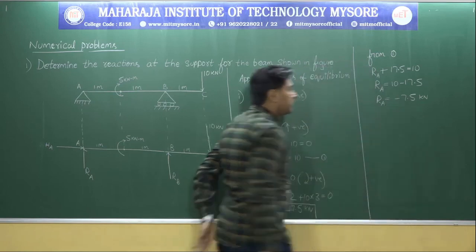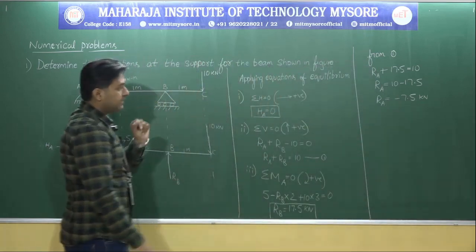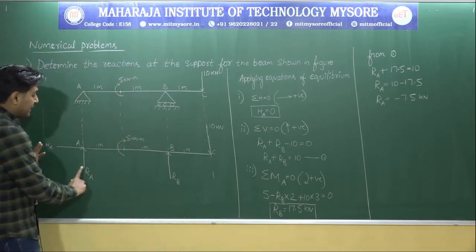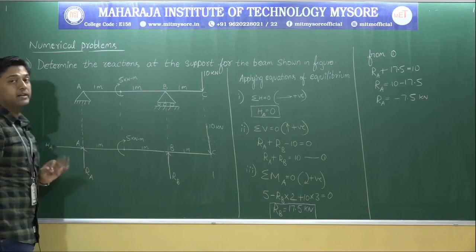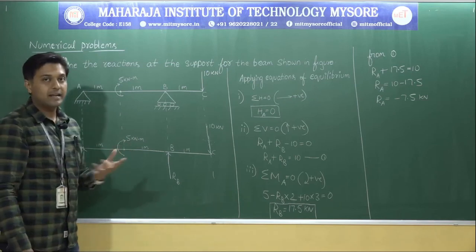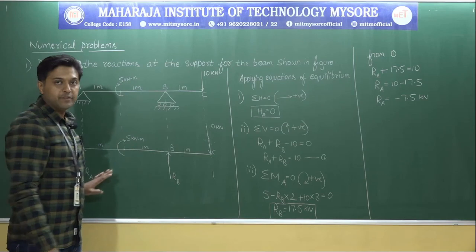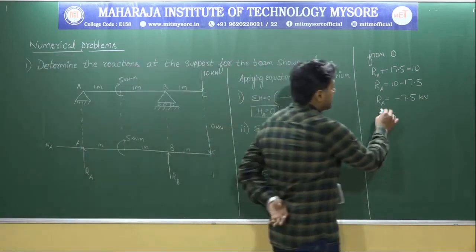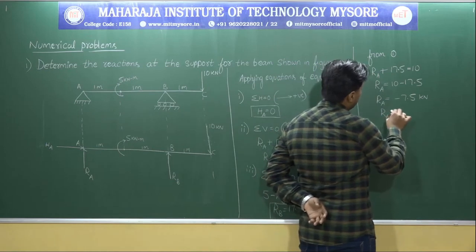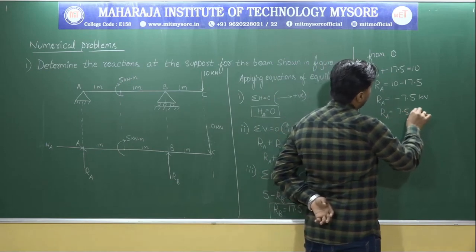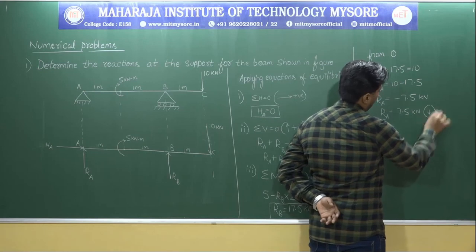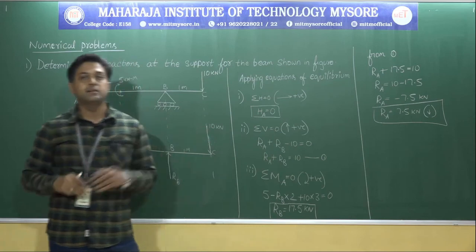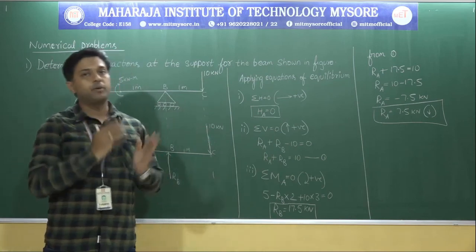Please remember, what is this negative sign indicating? That negative sign is indicating that RA here is not acting in upward direction, instead it is acting in downward direction, because in the starting we were not knowing. So that's why we have assumed it in the vertical upward direction, but the final answer reveals that RA is not acting in upward direction, instead it is acting in downward direction. That's it. So this is how you need to calculate. So this completes the first problem.